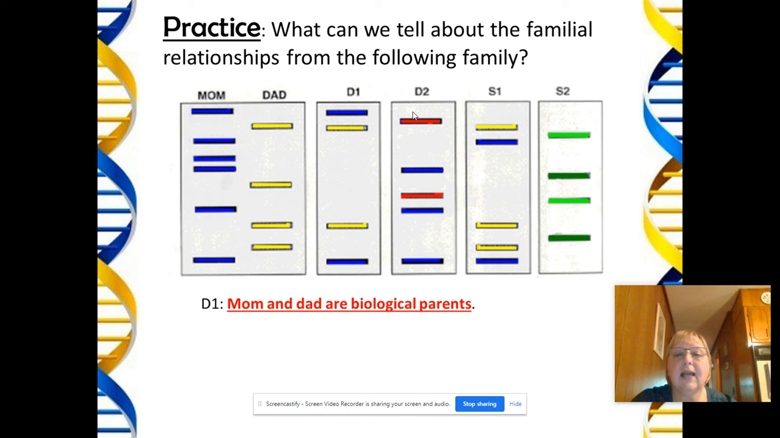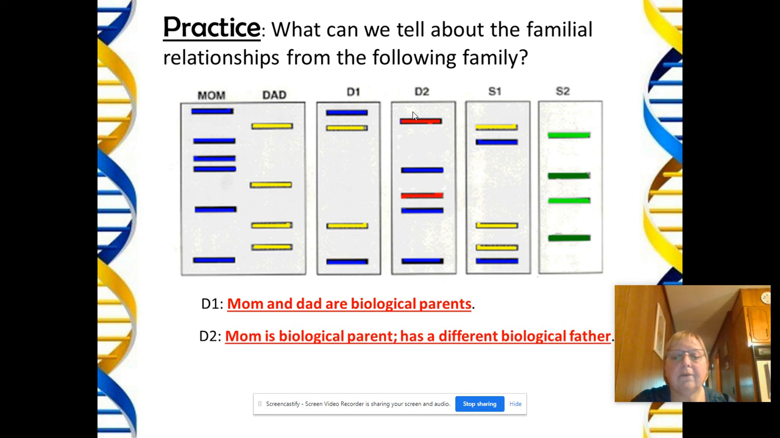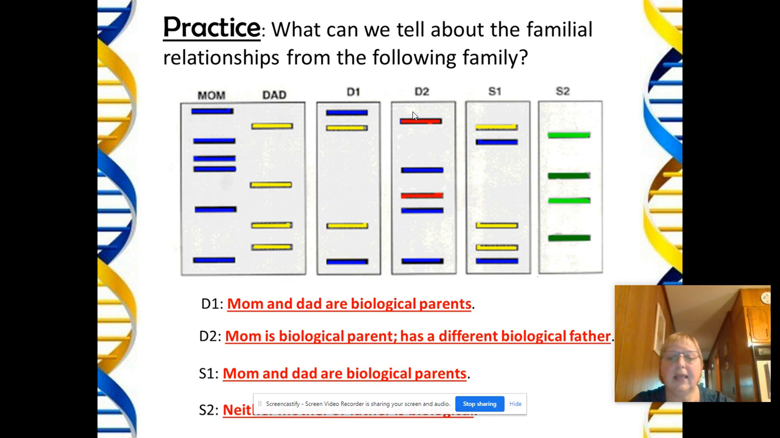And then look at the second daughter. She is only related to one biological parent, and the other is a different dad. So here is the first son, and he has both blue and yellow. So he is from the biological parents. And then we come to the second son, and you see that he does not have any of this.